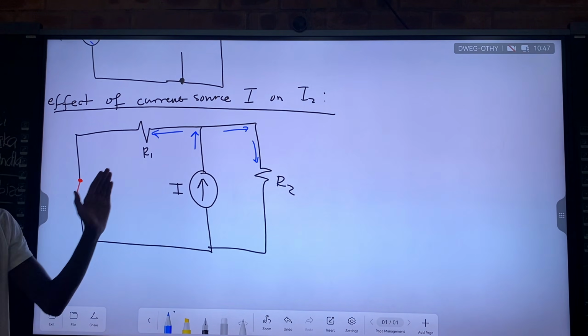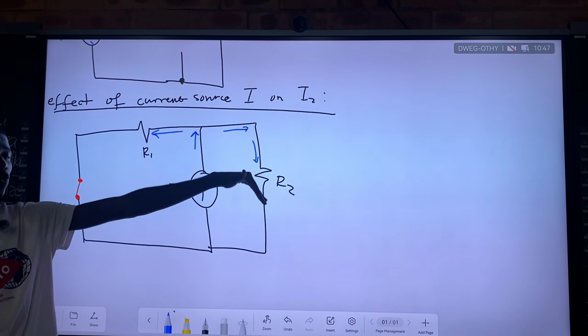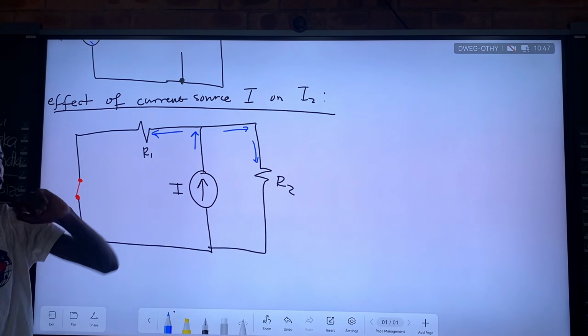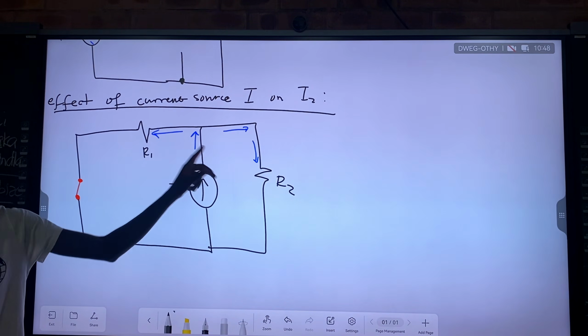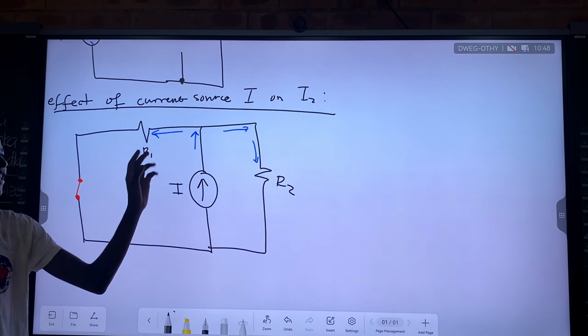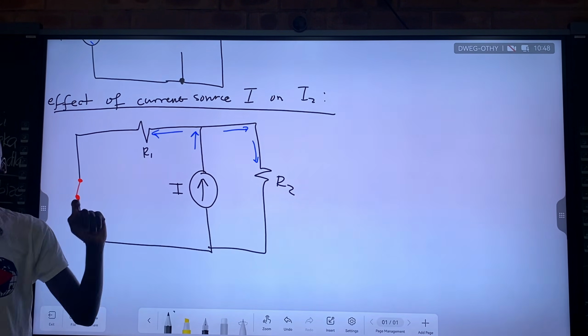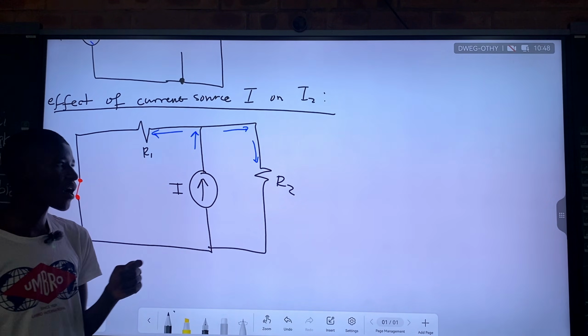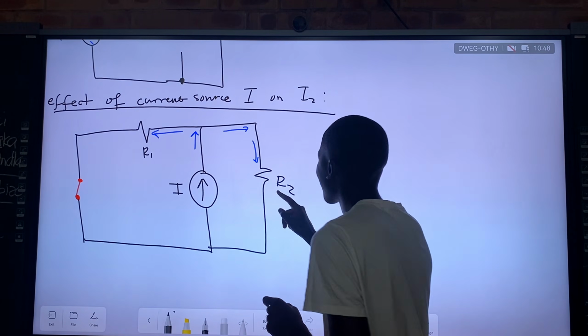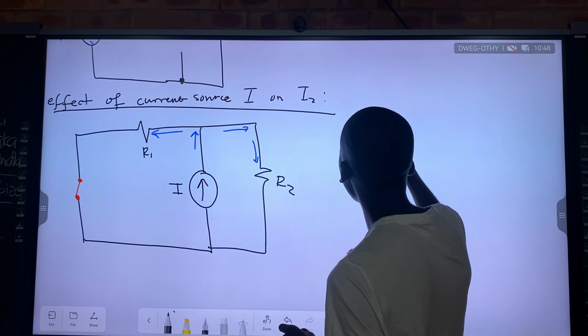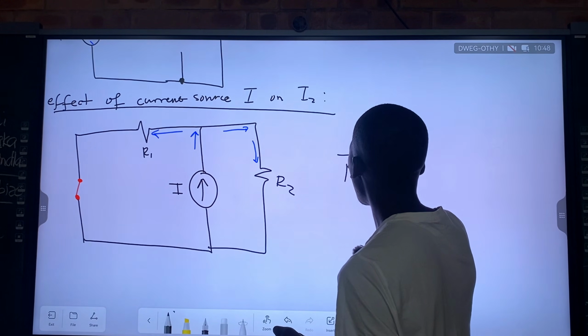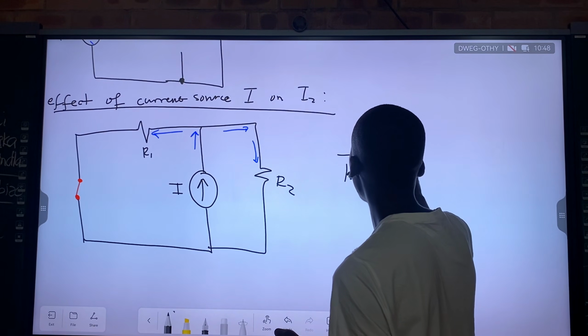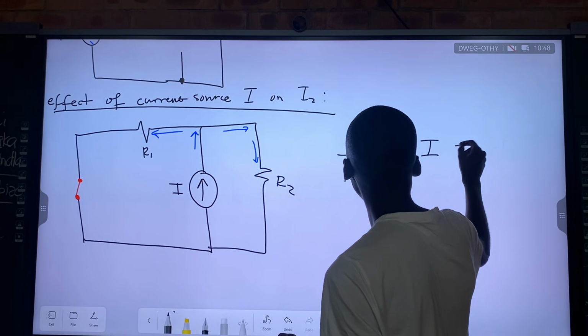So some current will go to R1, some current will go to R2. So in other words, we are dividing our current across the resistors, R1 and R2. Do you see that? Yes. So in other words, for us to find the current through R2 we would have to say something like R1 over R1 plus R2 times I.